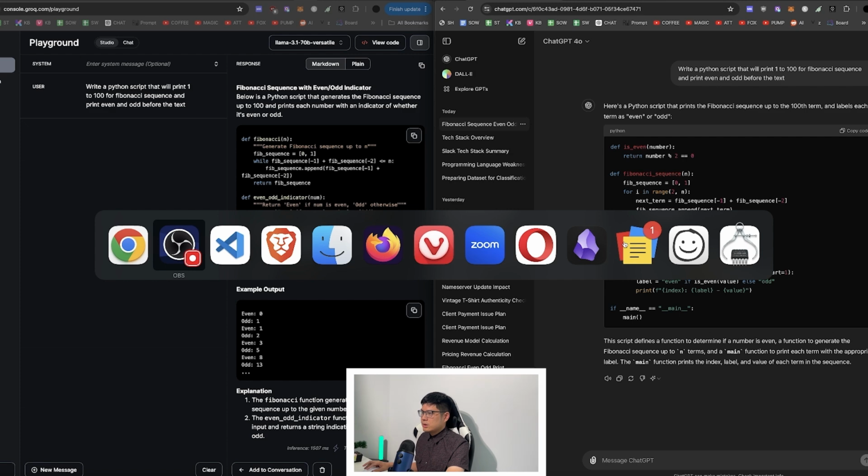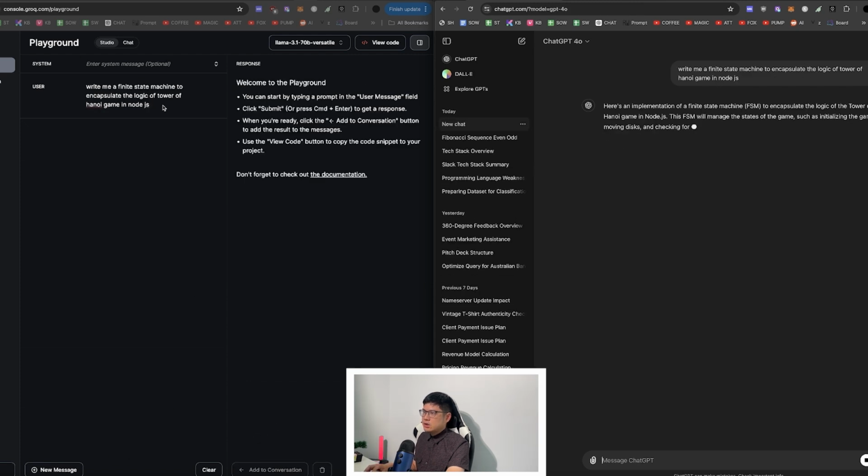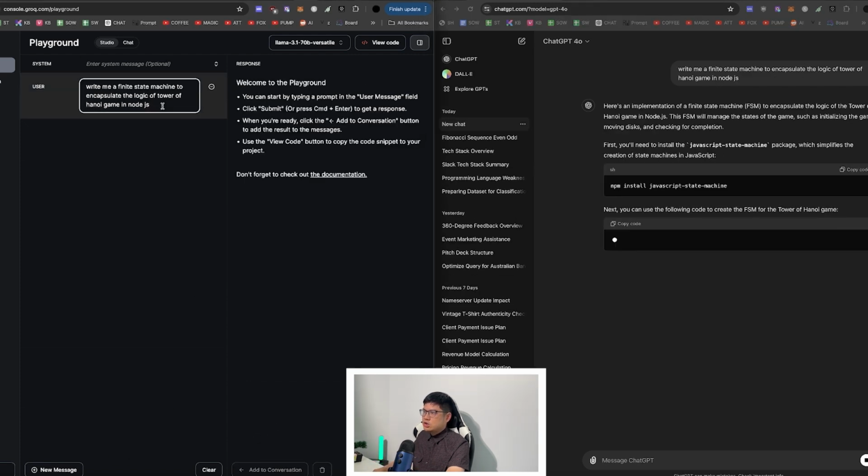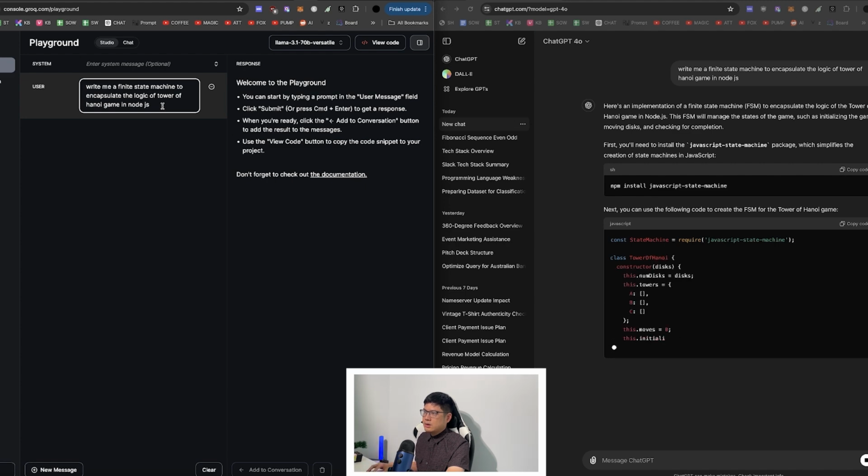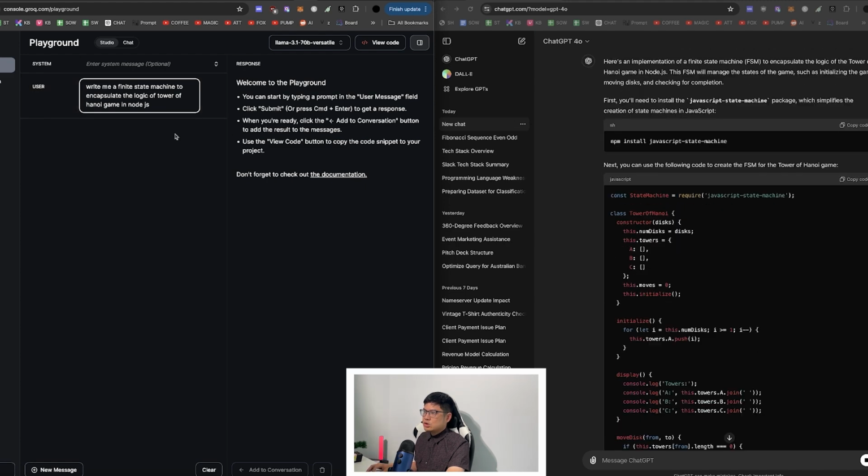Okay, next one. Write me a finite state machine to encapsulate the logic of Tower of Hanoi in Node.js. The idea is that Tower of Hanoi is a complex logic problem, and if it can be encapsulated in a finite state machine, then it has a really good understanding of the logic.